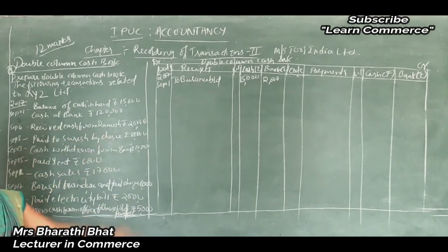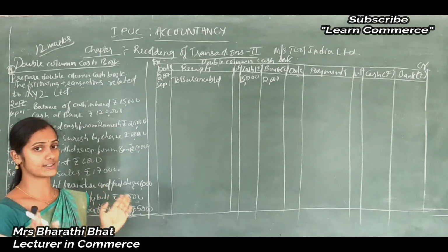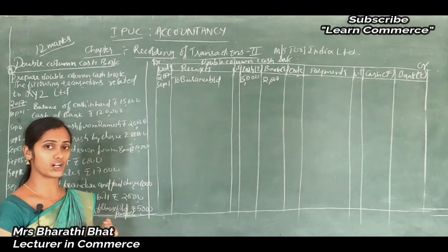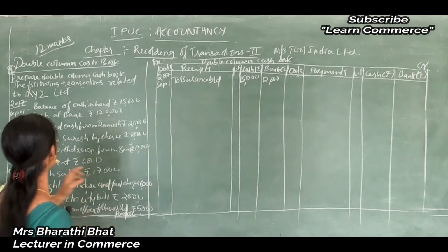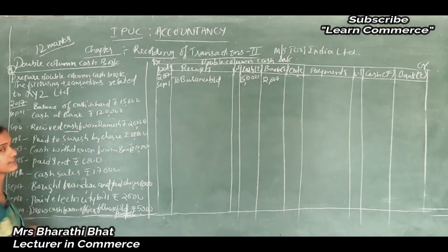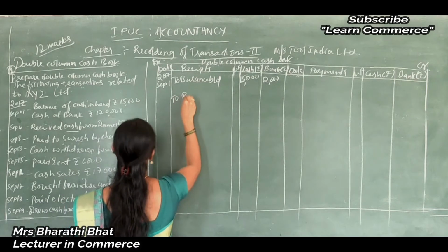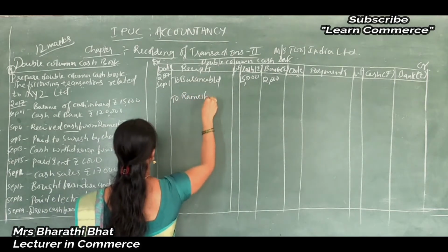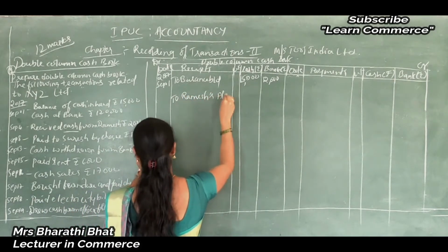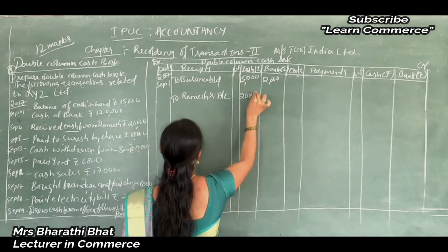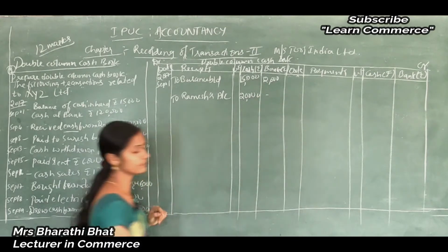And the next one, received cash from Ramesh. Received cash. So where can we record this: receipt side or payment side, bank column or cash column? Clearly they mentioned received cash, not check. So receipt side, cash column, to Ramesh's account, 20,000 in the cash column, bank column nil.